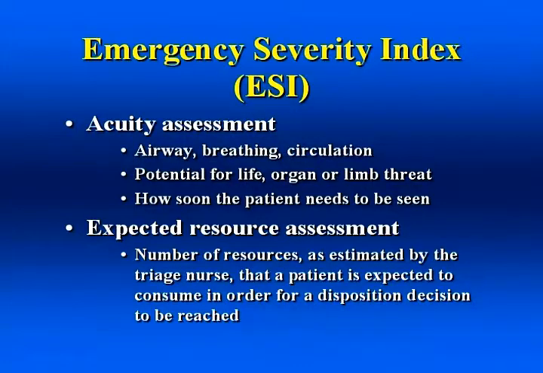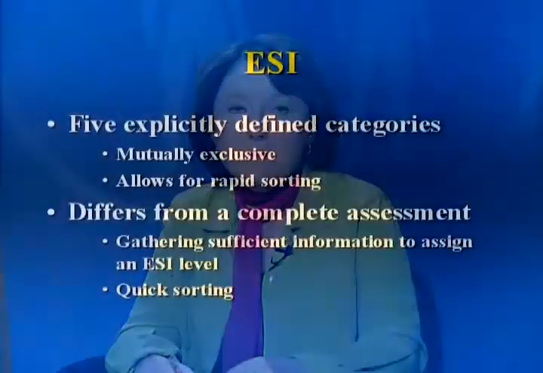After determining there is no immediate life threat, expected resource consumption is evaluated. Based on the patient's chief complaint and brief triage assessment, the triage nurse estimates the number of resources a patient is expected to consume in order for a disposition decision to be reached. In other words, what is it going to take to get this patient out of the emergency department, whether that is admitted, discharged, or transferred. I will talk more about resources later in this segment.